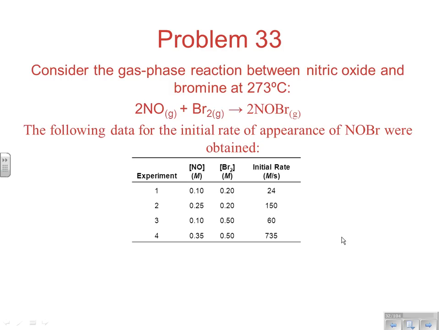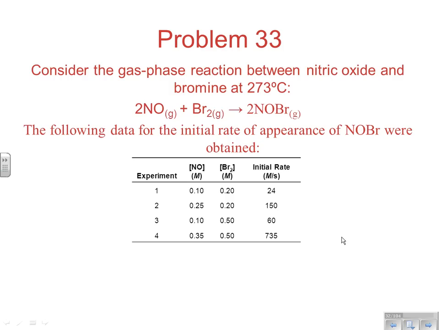Okay, consider the gas phase reaction between nitric oxide and bromine at 273 degrees Celsius. The balanced chemical equation is 2NO gas plus Br2 gas yields 2NOBr gas. It's a reaction we've actually looked at previously in the notes. The following data for the initial rate of appearance of NOBr were obtained. So notice they're giving us initial rate data with respect to NOBr.